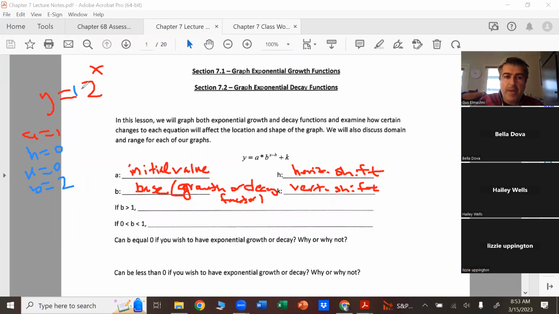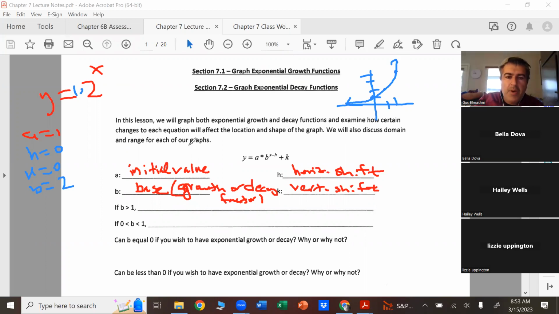And if you think about it, you're just doubling, right? That's all you're doing. When x is 0, you get 1. When x is 1, you get 2. When x is 2, you get 4, and so forth. So yeah, that's how that graph will look. We'll talk about these graphs in just a little bit.